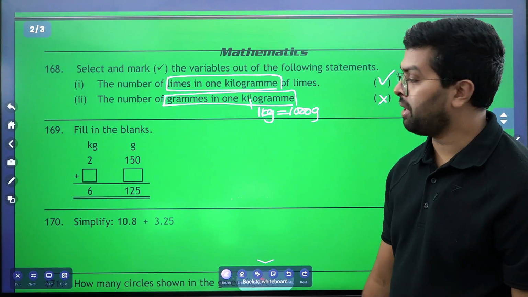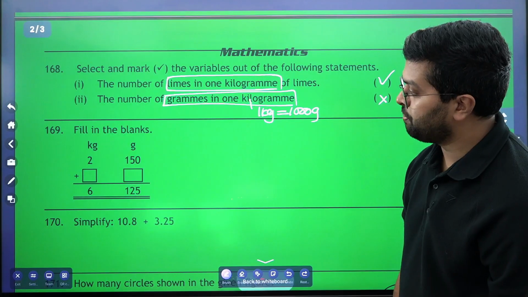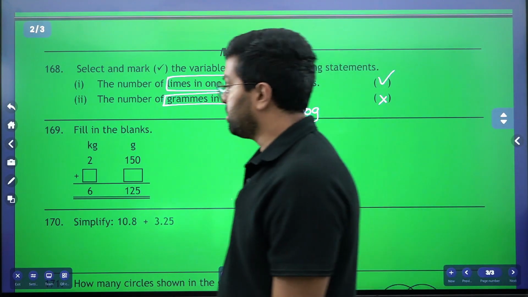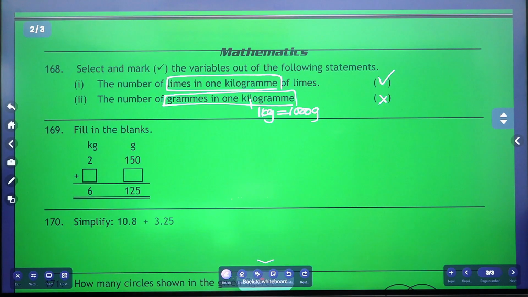Okay. Right. So we need to fill the blanks here. Let's give a try on this question quickly.